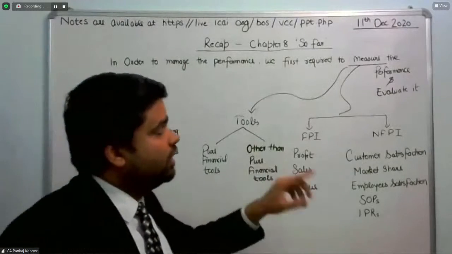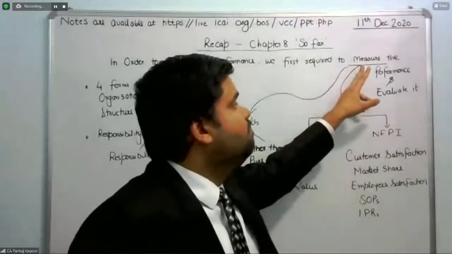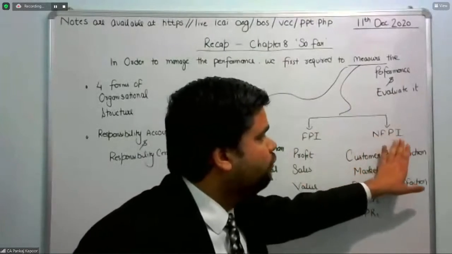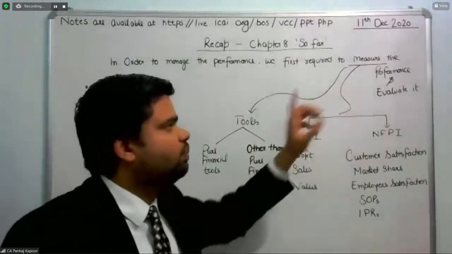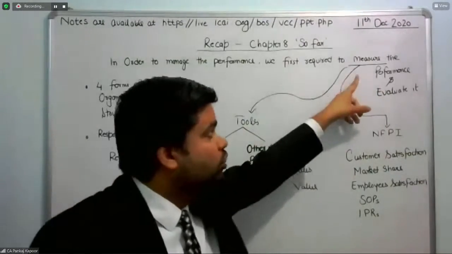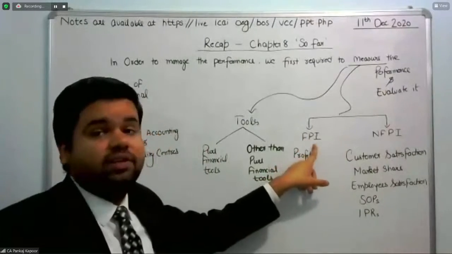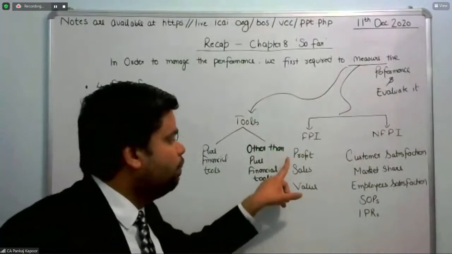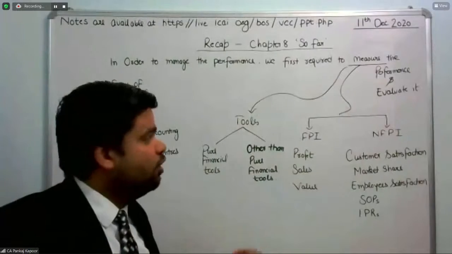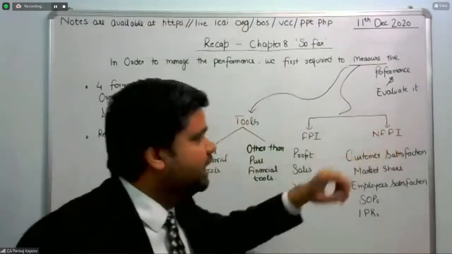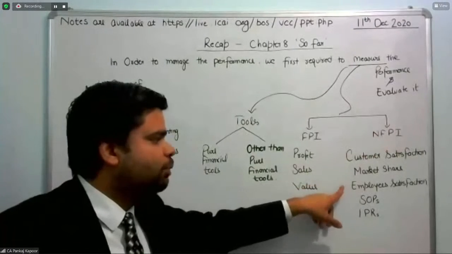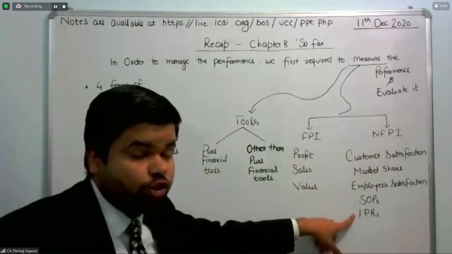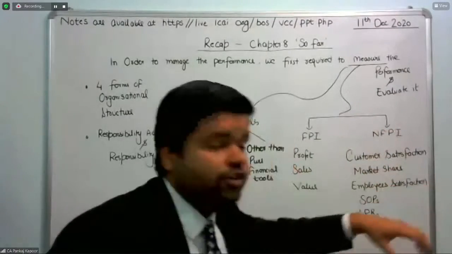Then thereafter, we studied in the previous 2 lectures that the indicator which we use in order to measure the performance can be a financial performance indicator or a non-financial performance indicator. What are the financial indicators? Profit, sales, and value. Whereas, what are the non-financial indicators? Customer satisfaction, market share, employee satisfaction, standardized operating procedures, number of trademarks and patents you have, intellectual property rights. These are your non-financial performance indicators.